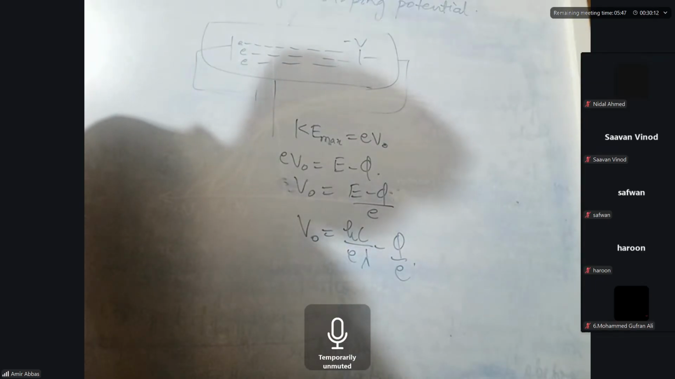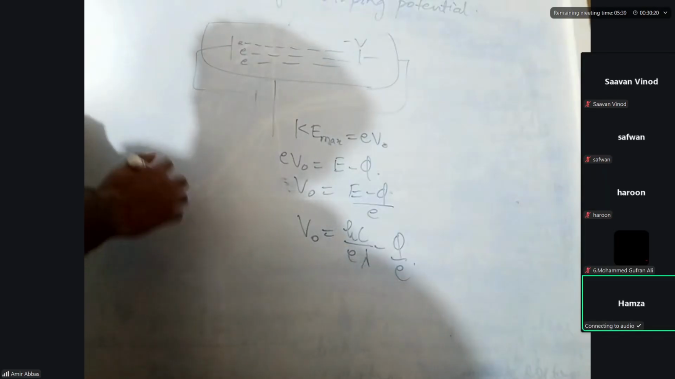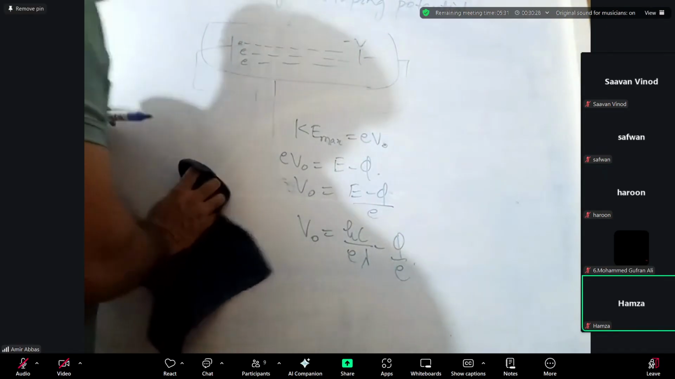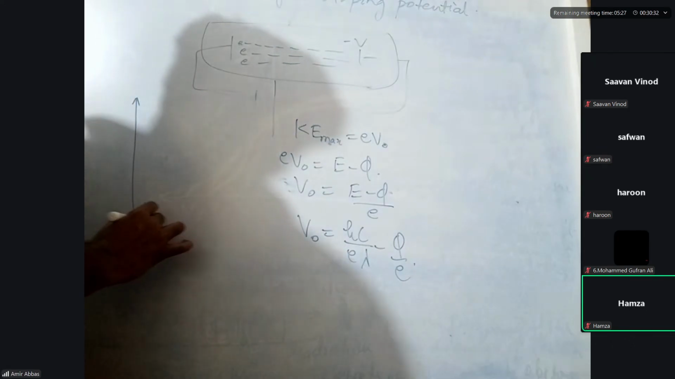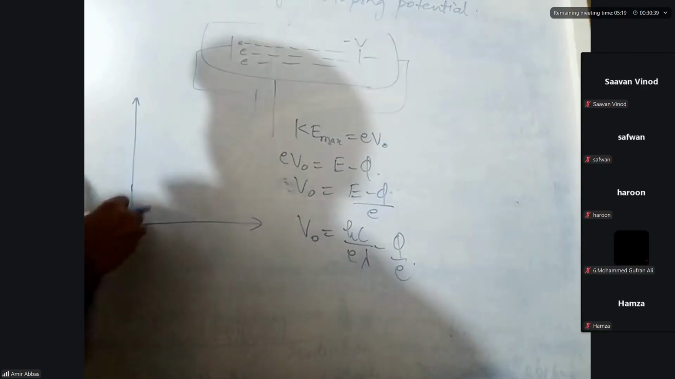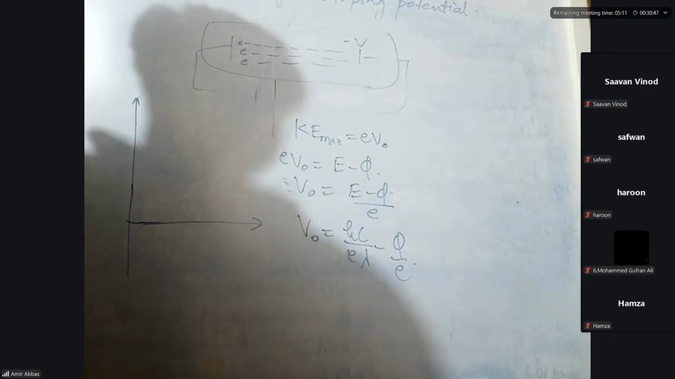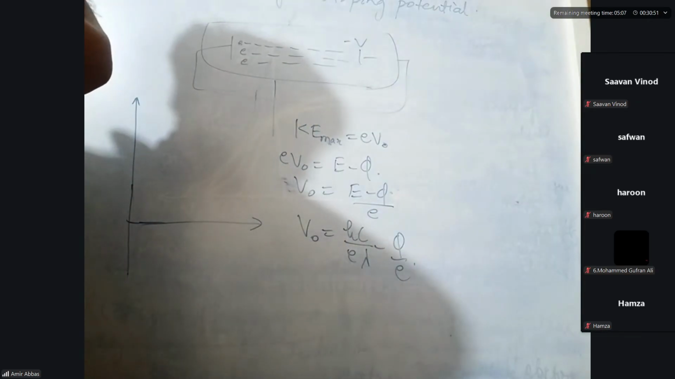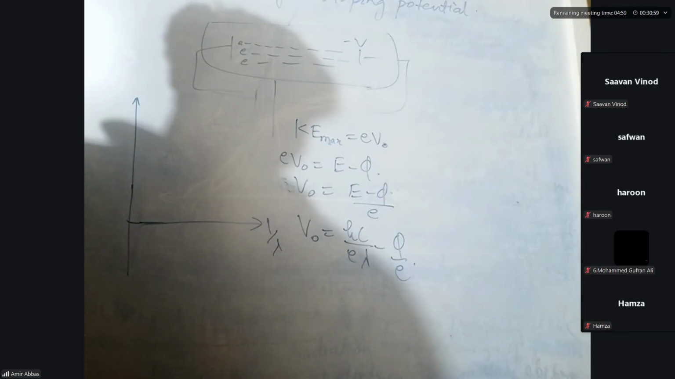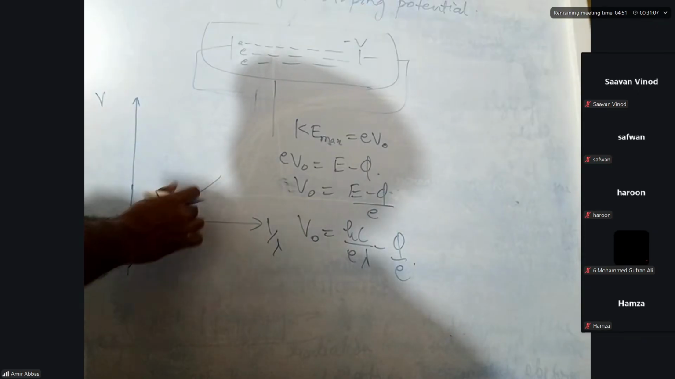Yes, sir. Okay. So if we see the graph between V naught and 1 by lambda, this will come out to be somewhat like this.